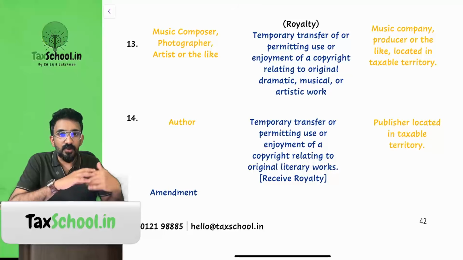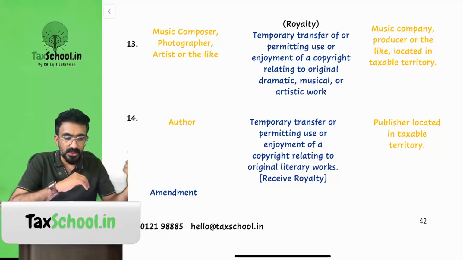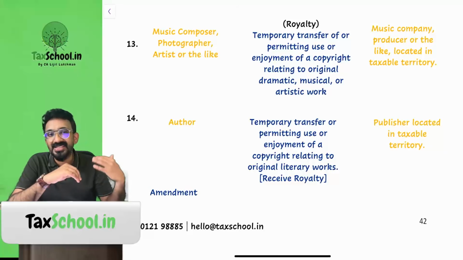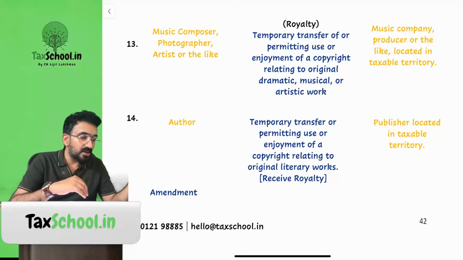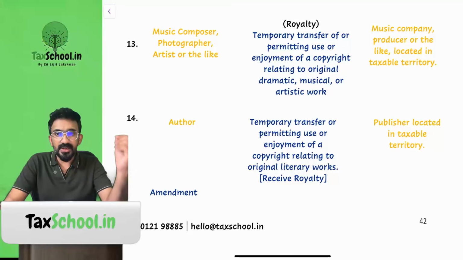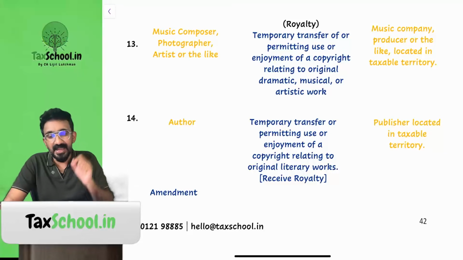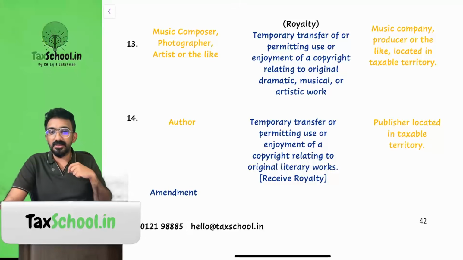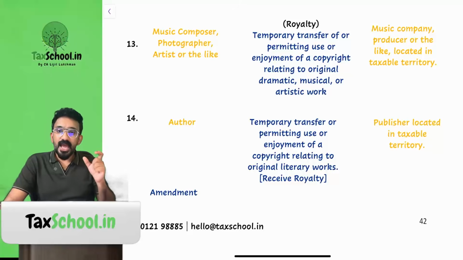Same is the case with the photographer or the artist with the producers. For one movie, there might be thousands of artists working, and the producer will pay the GST on the artist fee under reverse charge. Now, earlier, the same 13th point had the 14th point also inside the same entry, which means when the author is providing temporary transfer or permitting the use or enjoyment of copyright relating to their literary work to the publisher, that was also included under the earlier point.